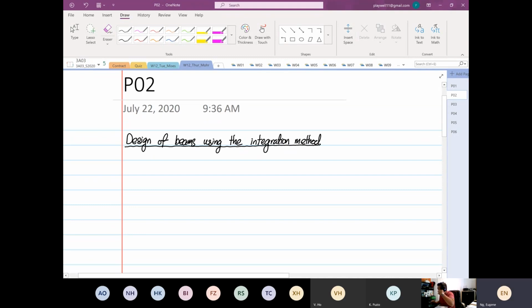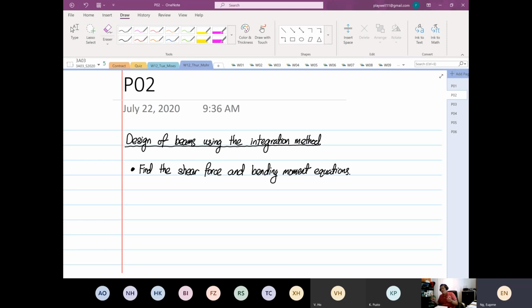So the integration method over here, we are going to identify, find the shear force and bending moment equations. It's not just that I know all of you know how to sketch the shear force and bending moment diagram. I have no dispute. But now we want to identify the equations. Why? Because later on, next week, we're going to find the deflection, which I have not taught yet.